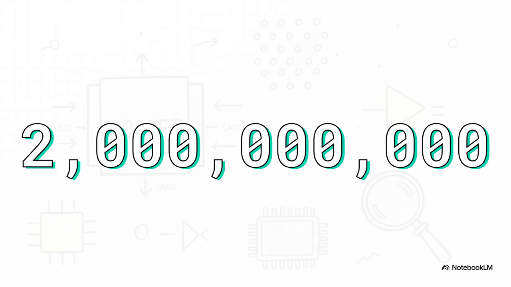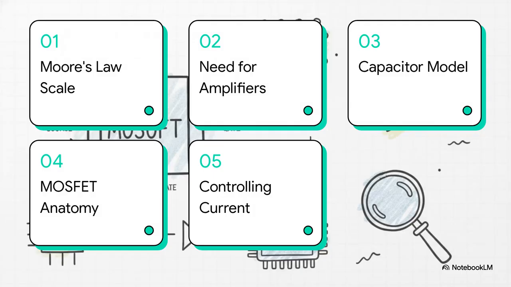In just about 40 years, we jumped from 2,300 to over 2 billion transistors on a single modern microprocessor. Just think about that scale for a second. Thousands to billions. It's a phenomenal, explosive rate of progress, and honestly, it's completely unmatched by any other technology ever developed by human beings. Okay, let's dive into this.